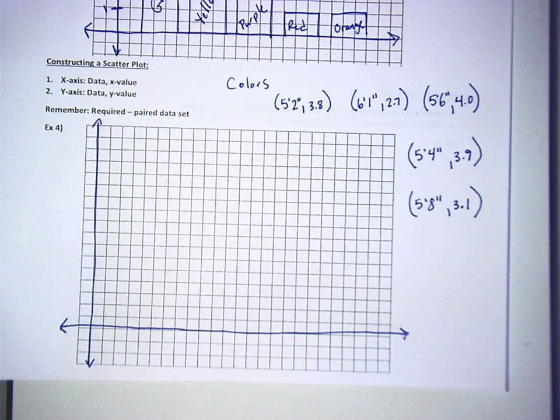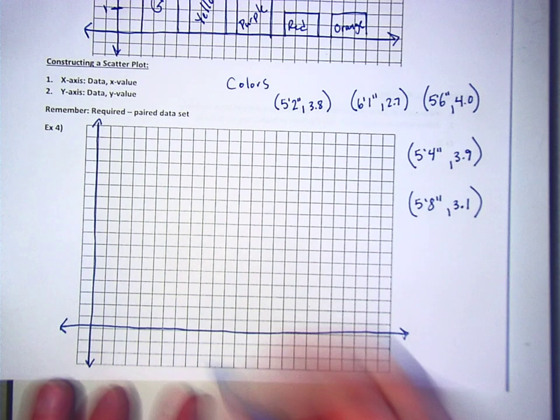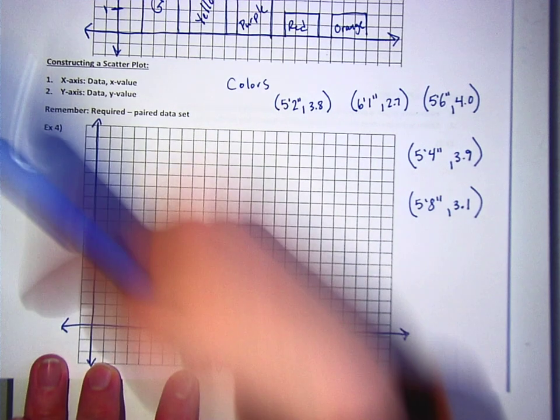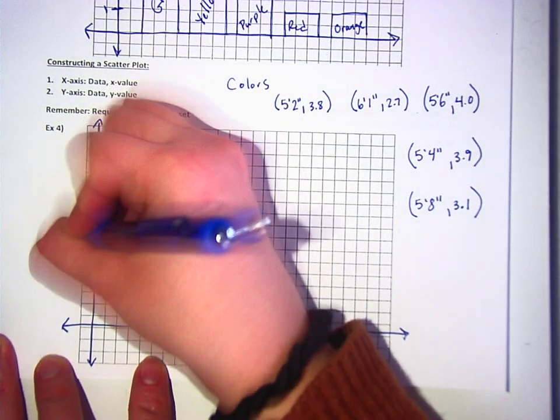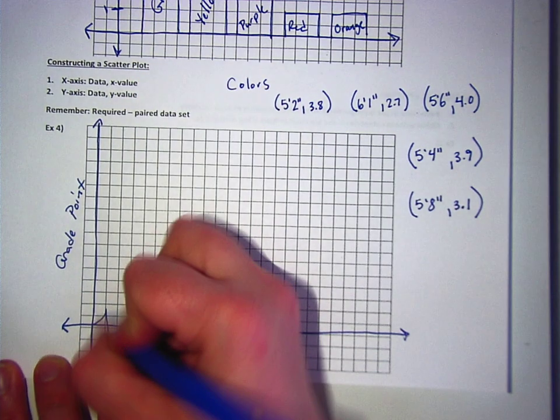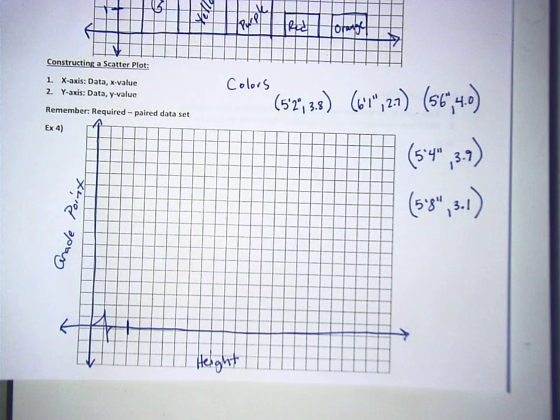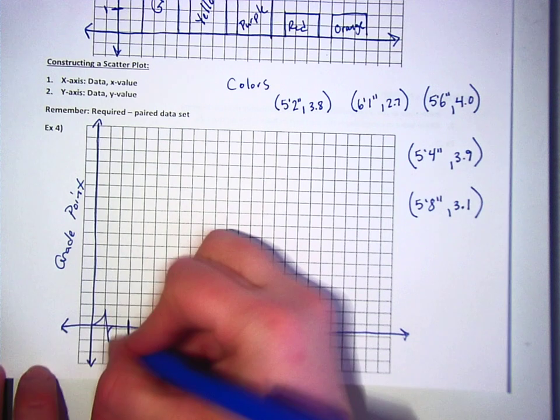A scatter plot has to have pairs. It doesn't matter which information you put on which axis, although because of how I wrote my data points, I want the height to be my x. But if you had written the data points the other way, it would still be right to put height up here, because all you're doing is comparing two sets of data and seeing if they trend together or not. So over here, I'll write grade point. I'm definitely going to break my axis for height, because I'm not going to start at 0 feet, 0 inches, because that would be ridiculous. So I'm going to start at 5.2 right here.